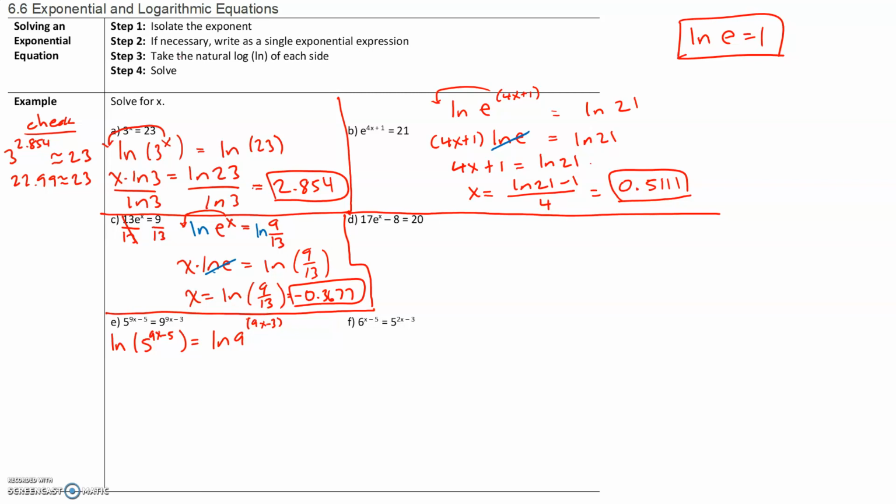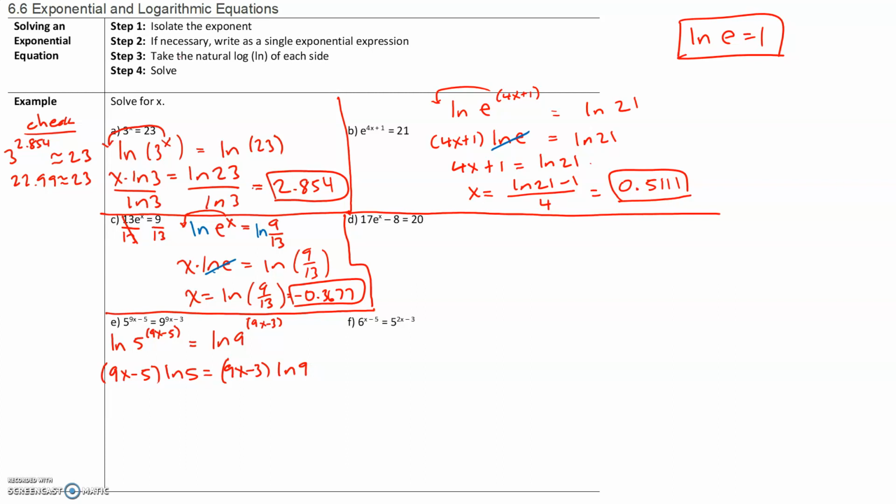Now, as soon as we take the natural log, we have our exponents. Let me rewrite this. So we have natural log of 5 raised to the 9x minus 5 equals natural log of 9 raised to the 9x minus 3. As soon as we take the natural log of each side, the exponents come to the front and become coefficients. So the 9x minus 5 comes to the front, and we get 9x minus 5 parentheses natural log of 5. The 9x minus 3 comes to the front, and this gives you 9x minus 3 parentheses natural log of 9.